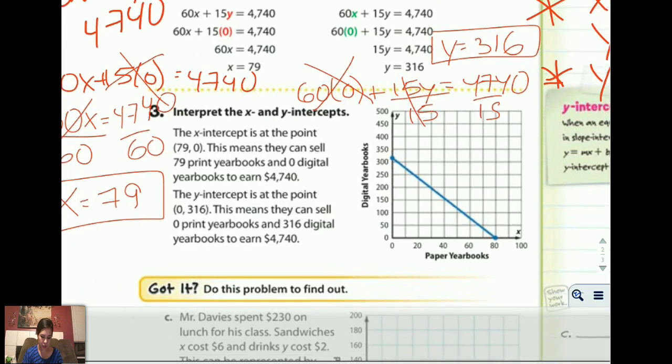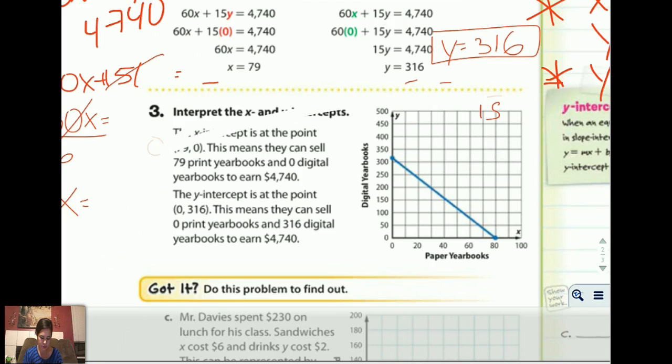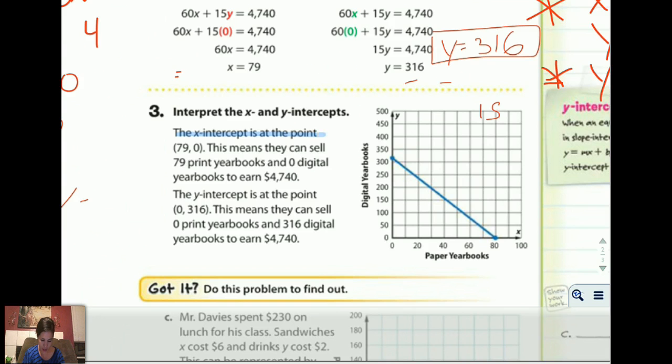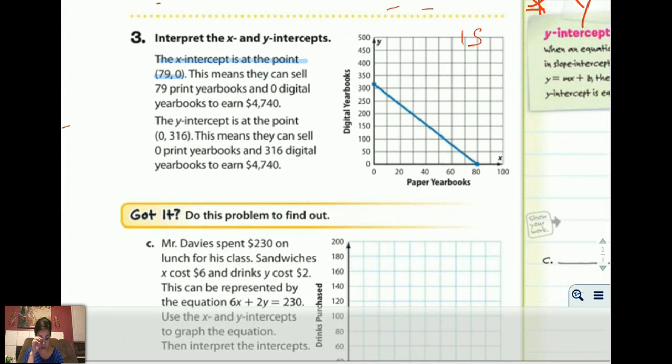Okay, in example 3, we now have to interpret the x and y intercepts. Here they're telling us that the x-intercept is at (79, 0), and the y-intercept that we got was (0, 316). Just like when we interpreted the slope, we had to give units. Let's give some units here. 79 what? We're talking about 79 yearbooks, and that is 0 digital. So that means that they printed 79 yearbooks and they bought 0 electronic copies. In the y-intercept, (0, 316) means they bought 0 paper yearbooks, but they bought 316 digital. So they can either buy 0 paper yearbooks and buy 316 digital ones, or they can buy 0 digital yearbooks and buy 79 paper yearbooks.